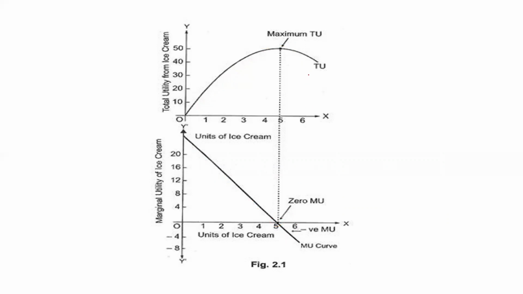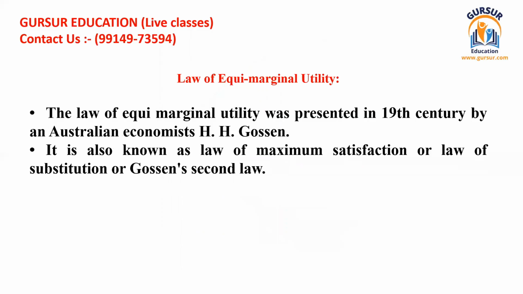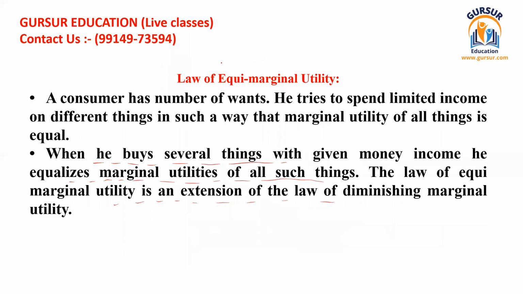This is also the law of diminishing marginal utility, which tells you that when you eat more and more units of a commodity, your marginal utility goes on diminishing. And finally, we have learned about the law of equimarginal utility, which tells you that a consumer tries to spend a limited income on different things in a way that the marginal utility of all the things is equal. So it is all about that, and I hope you have enjoyed it a lot.